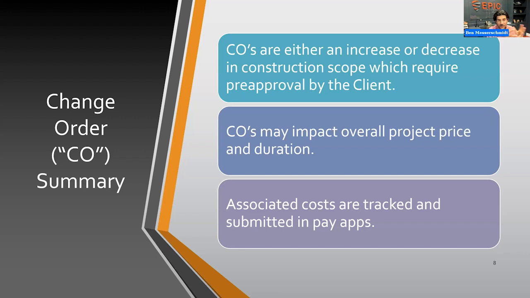So change orders, or COs, are either going to be an increase or a decrease in construction scope that are going to need pre-approval by the client. And the main two things you're going to care about are, how does it impact the price? How does it impact the overall time?